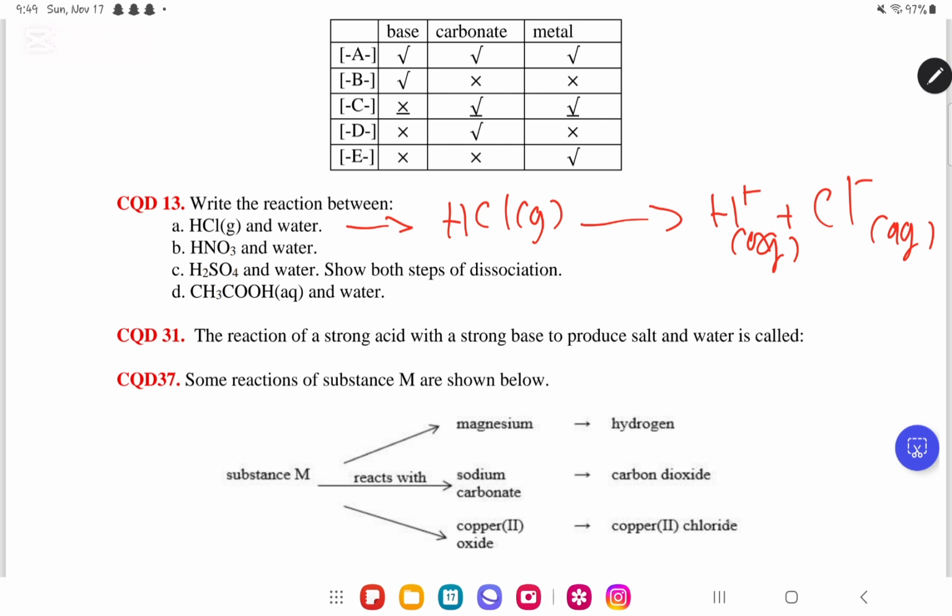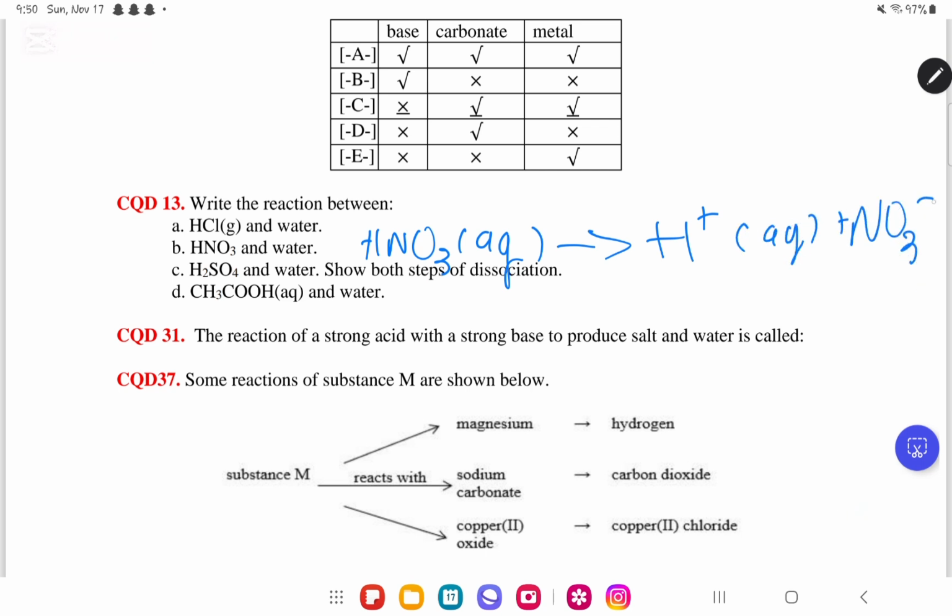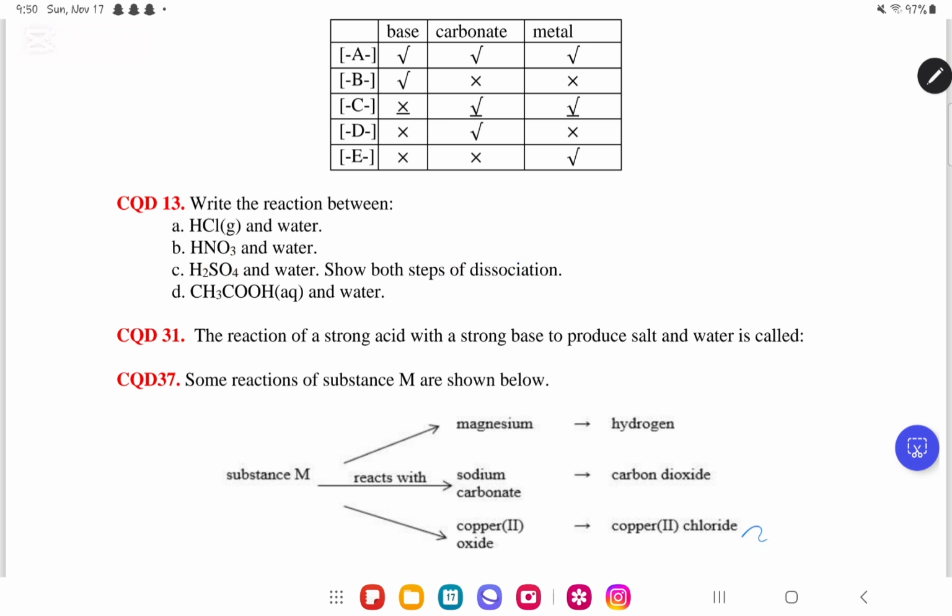Now, for part B, we're talking about HNO3 in water. HNO3 as well is a strong acid. So HNO3 aqueous in water will form the complete ions by completely ionizing, 1 arrow, into H plus aqueous and NO3 minus aqueous.